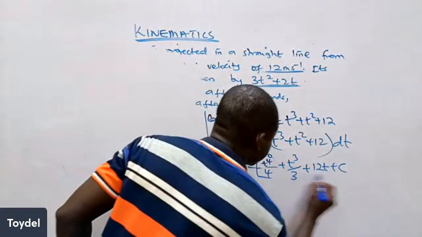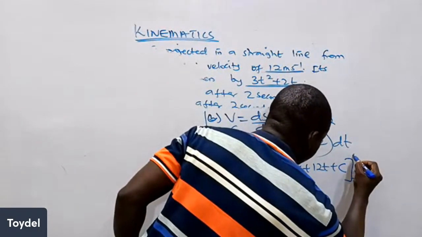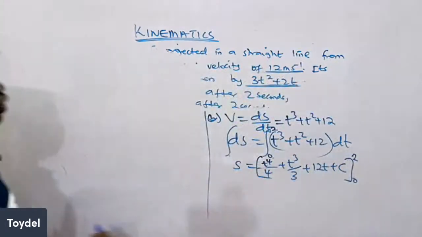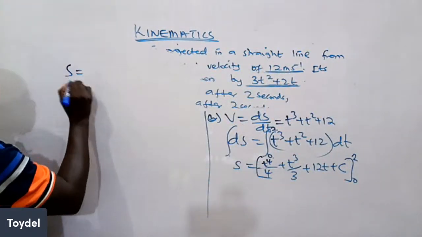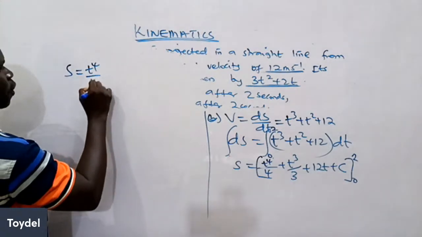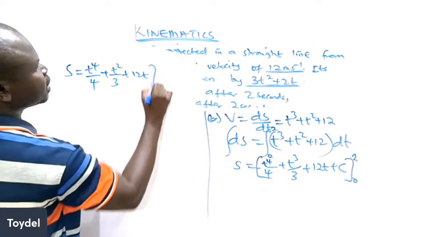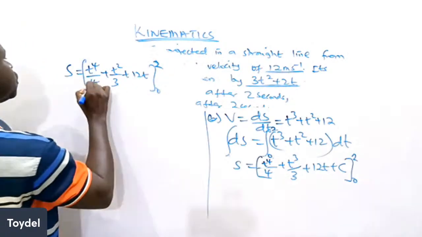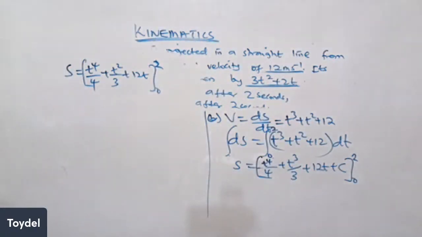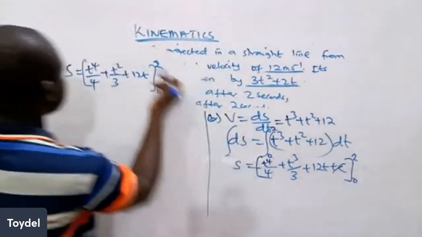So here we are going to have this value from 0 to 2. Of course, we can disregard the constant C. We have t to the power 4 all over 4 plus t cubed all over 3 plus 12t from 0 to 2. Because this is a definite integral, we can disregard this arbitrary constant because it is going to cancel out. So let's substitute.